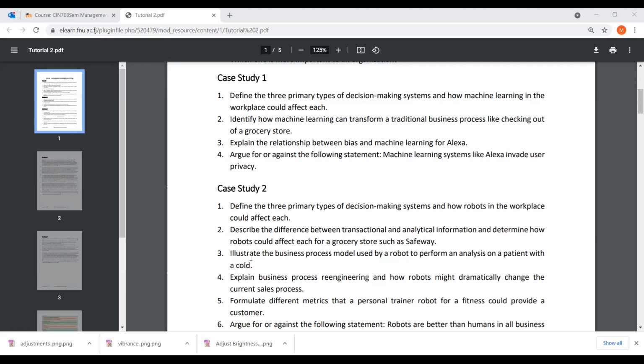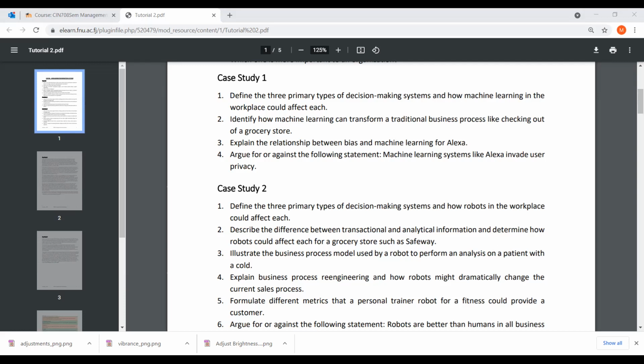Question number 4. Let's quickly finish this. Argue for or against the following statement. Machine learning systems like Alexa invade user privacy. What the statement is simply saying is that when you have systems like Alexa in your household, whatever you're saying, whatever you are doing in terms of dialogue and communication, it is all being recorded and fed into a database which is controlled by Amazon.